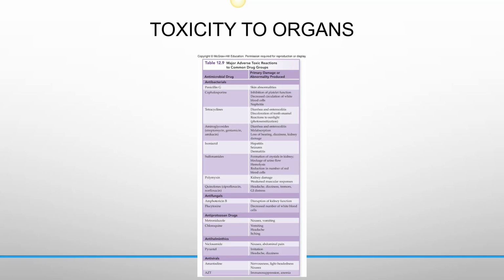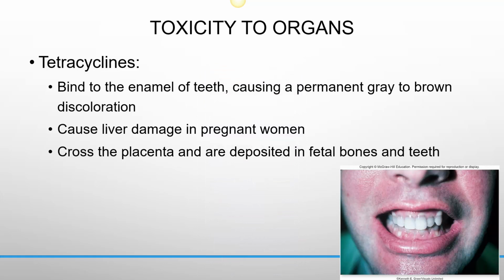This is a table showing some of our common antimicrobials and the different types of damage that can happen from these. Tetracyclines, for example, bind to the enamel of teeth, causing a permanent gray to brown discoloration. They cause liver damage in pregnant women, and they cross the placenta and are deposited in fetal bones and teeth. They won't necessarily cause miscarriage, but they could certainly cause deformities for the child.